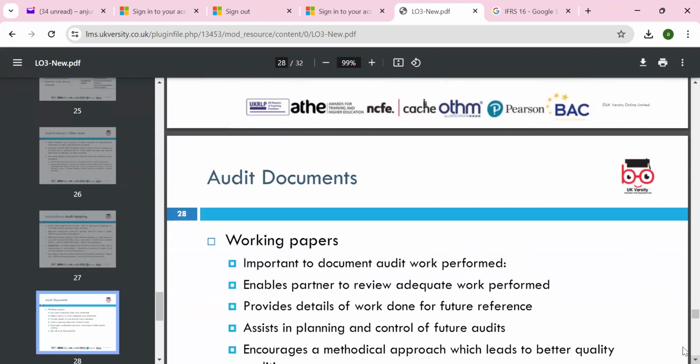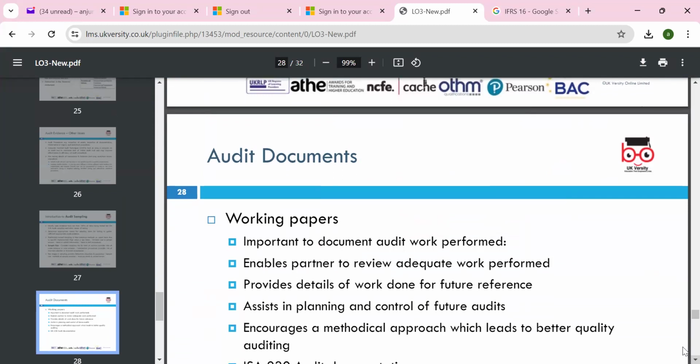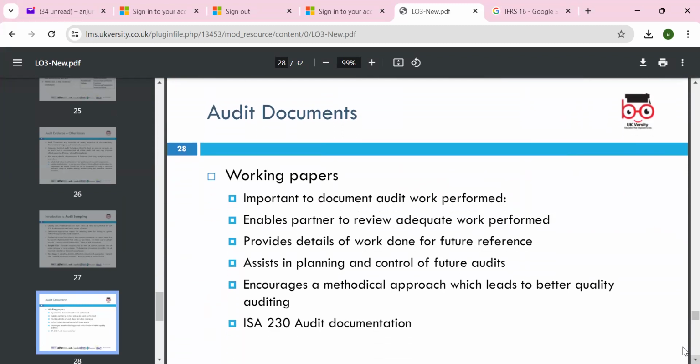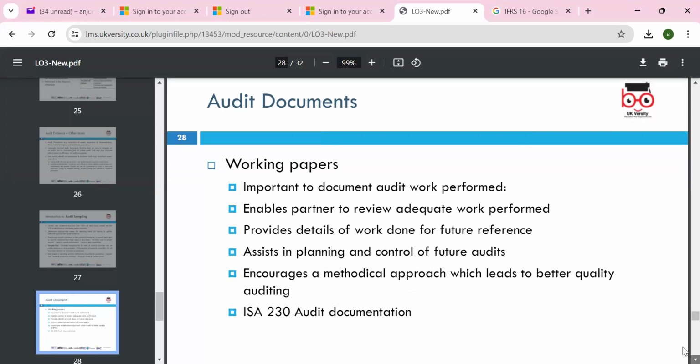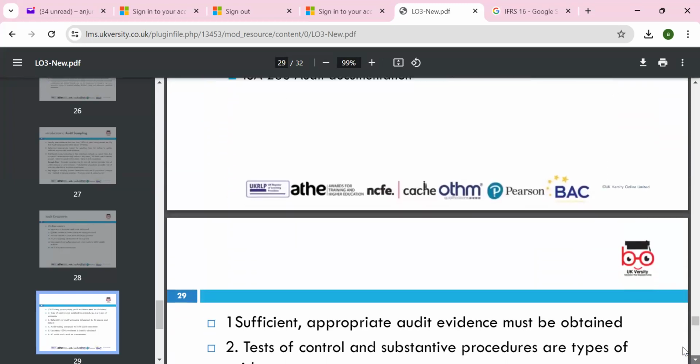Audit documents are working documents, important to document the audit work performed. They enable partners to review the adequacy of the work performed, provide details of the work done for future reference, and assist planning and control. They encourage a methodical approach, which leads to better quality auditing. ISA 230 covers audit documentation, which we can look at in the standard.